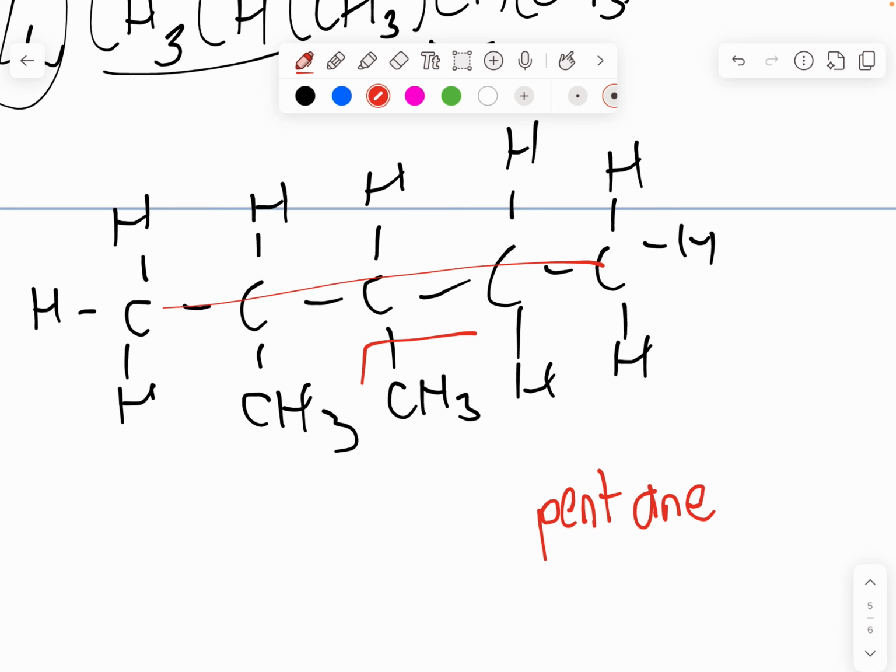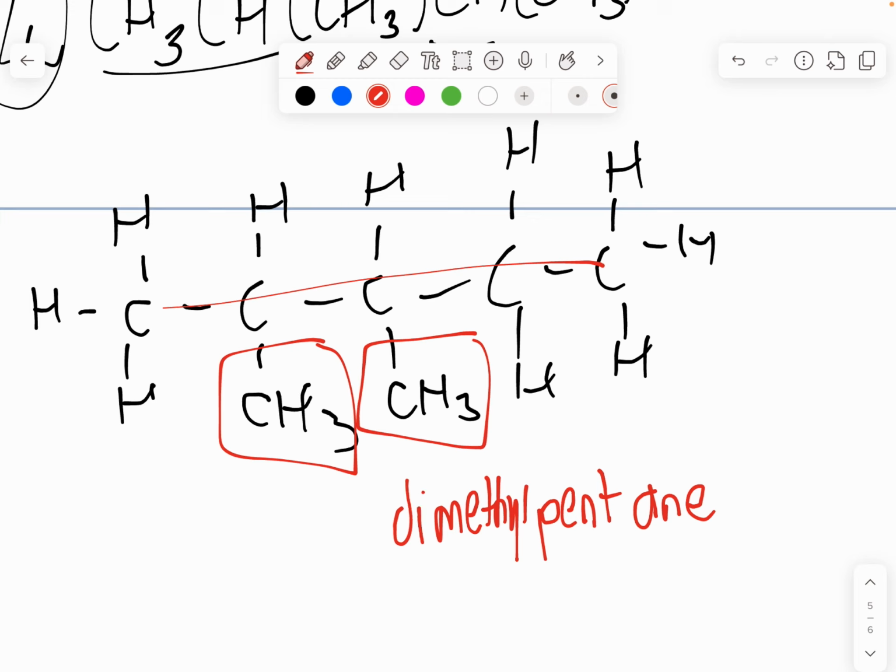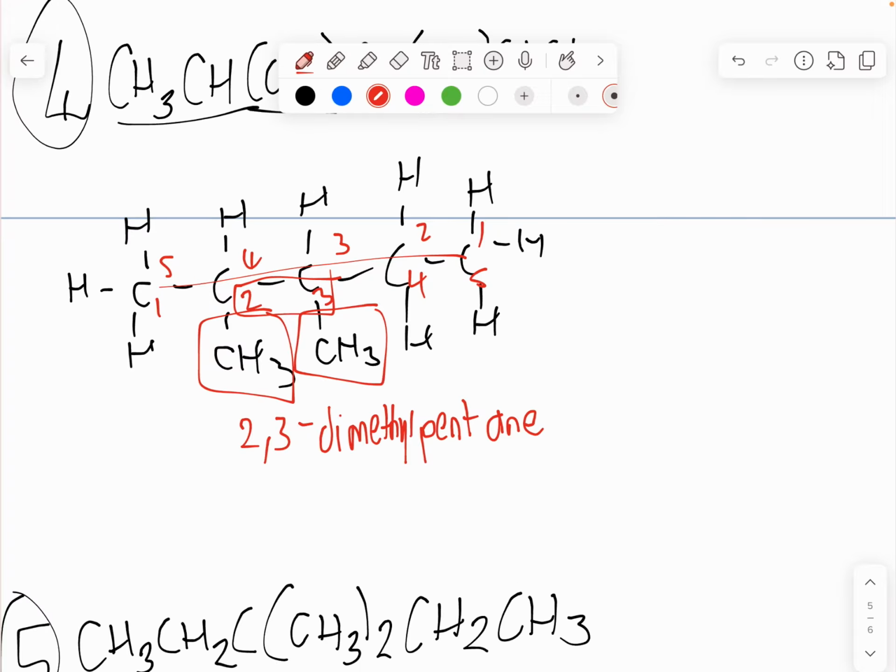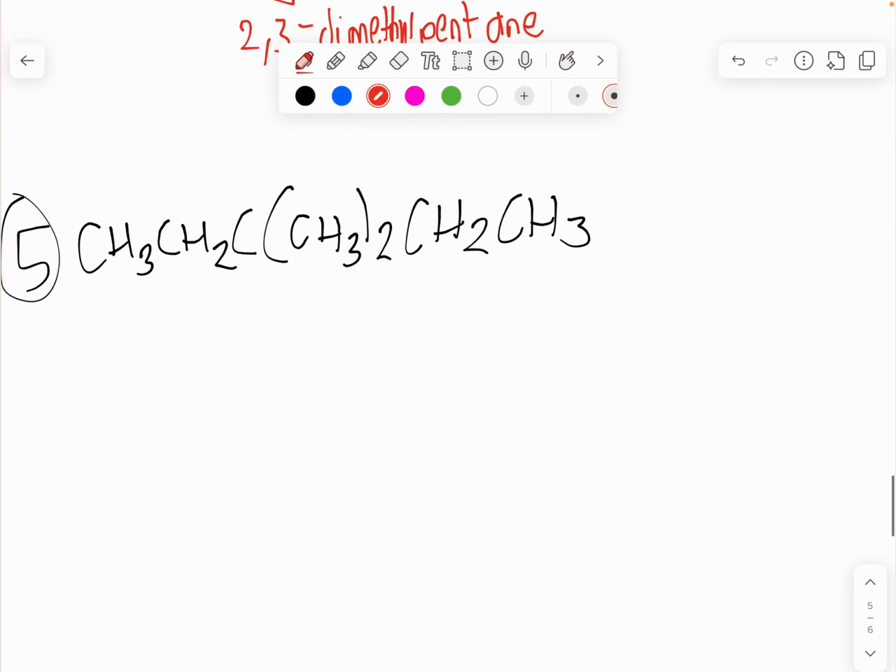We are seeing 2 branches, and these are 2 of the same, so it's methyl. And since it's 2 of the same, it's going to be dimethyl. We need to identify the number that they're on. So this is 1, 2, 3, 4, 5, and let me go 1, 2, 3, 4, 5. 2 and 3 is lower than 3 and 4, so I'm just going to do 2,3-dimethyl pentane. And now we're at the last one.